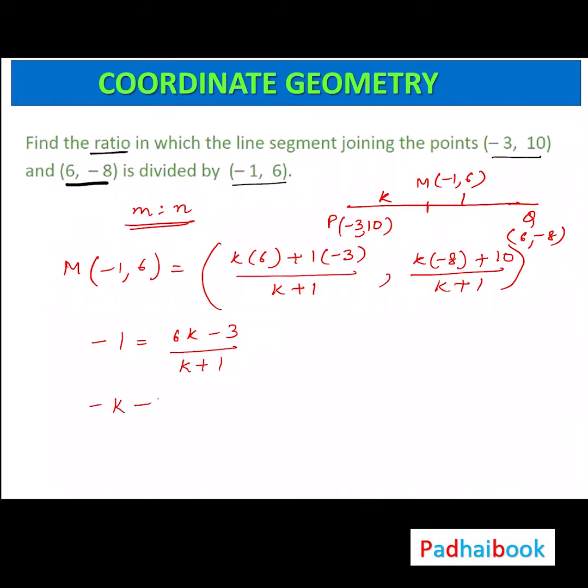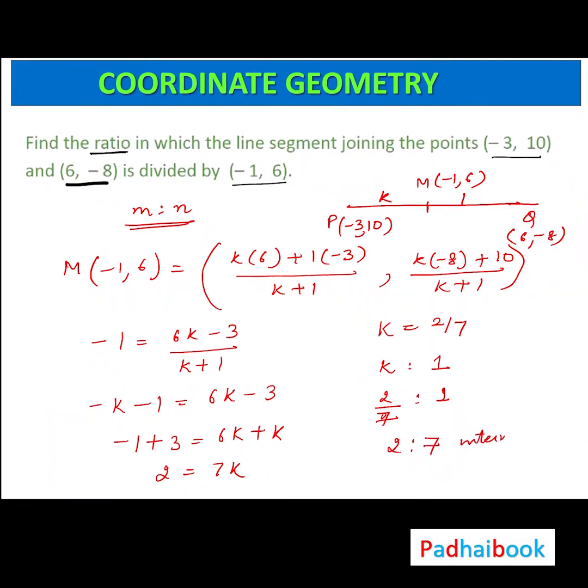So cross multiply: minus k minus 1 is equal to 6k minus 3. So I get minus 1 plus 3 is equal to 6k plus k, so 2 is equal to 7k, which means the value of k is 2 by 7. Now what was my ratio? The ratio was k is to 1. So let me put the value of k: 2 by 7 is to 1. That means my ratio is 2 is to 7 internally. So here I have the solution of this question. Hope this question is clear to all. So we move to the next question now.